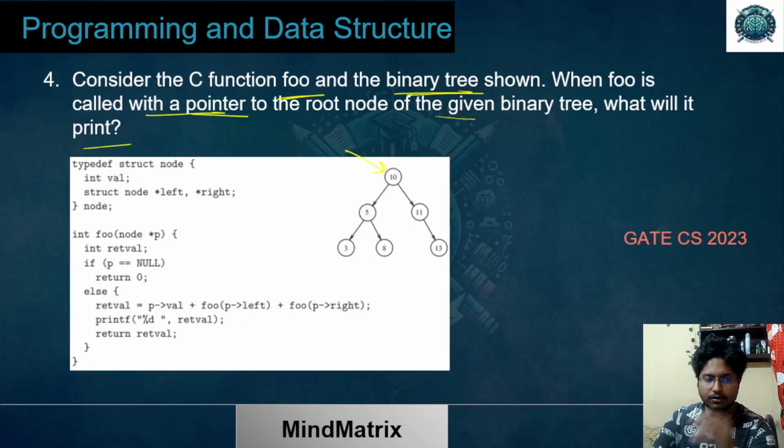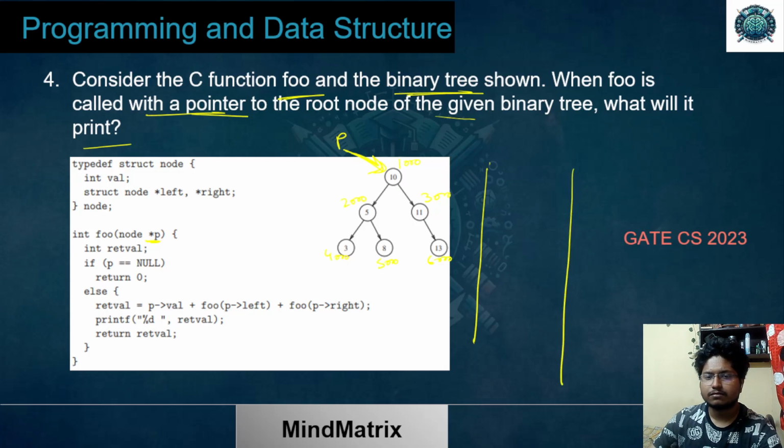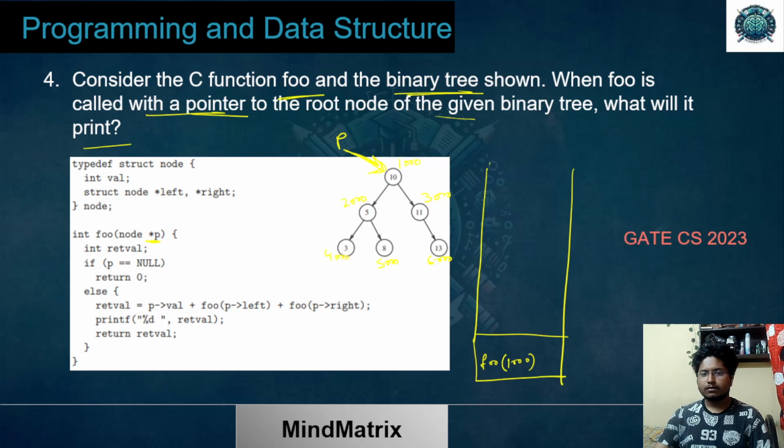Okay, let's see. foo is called with node P. P is pointing to the root here. The integer return value is initialized. Not bothered about that, but let's suppose the node locations are 1000, 2000, 3000, 4000, 5000, 6000. Let's think of it like a stack. So foo of 1000 is given.